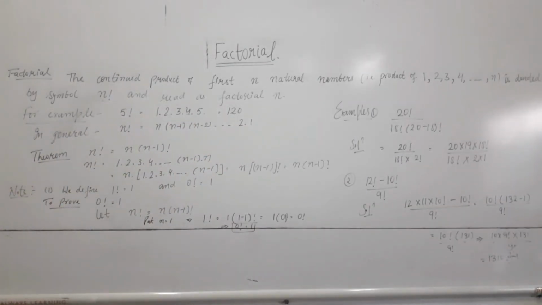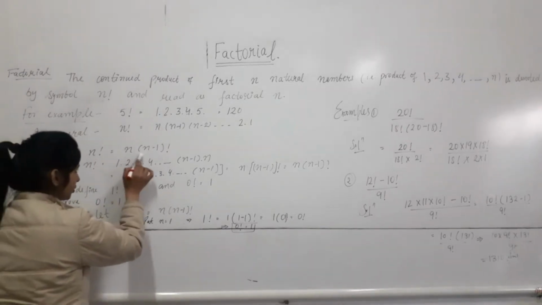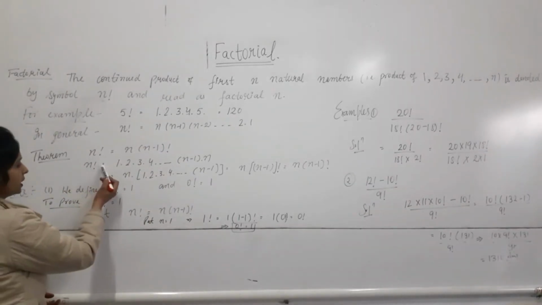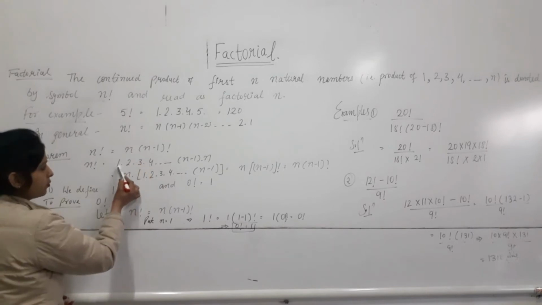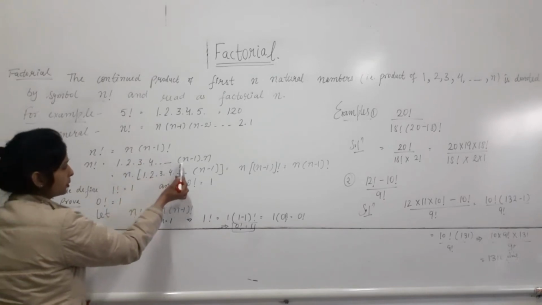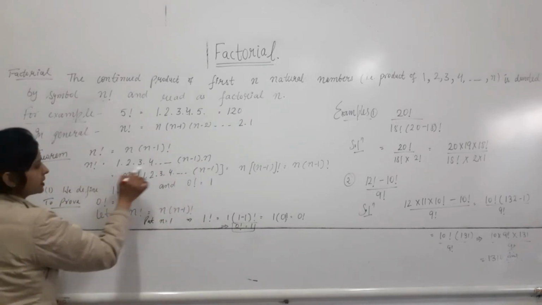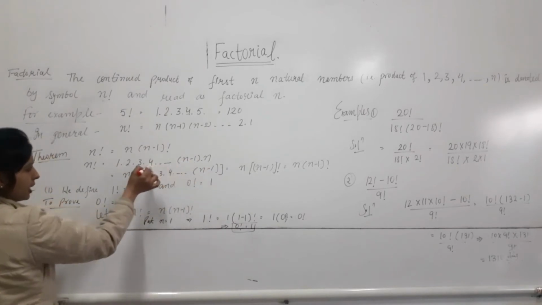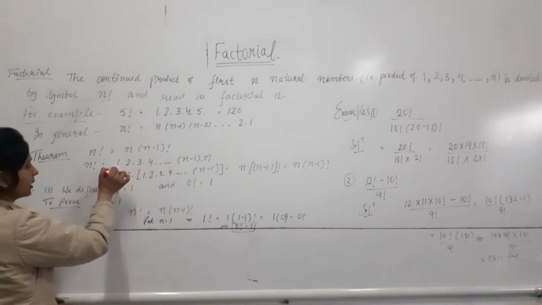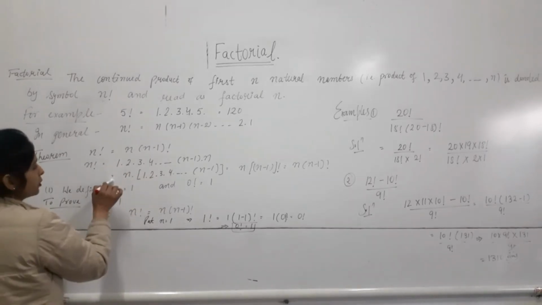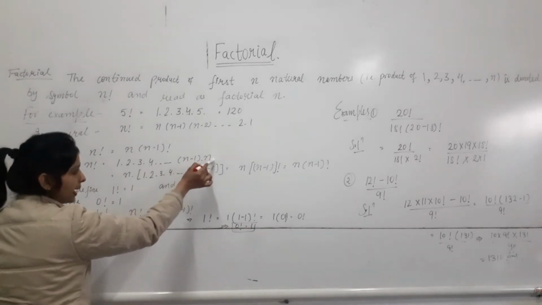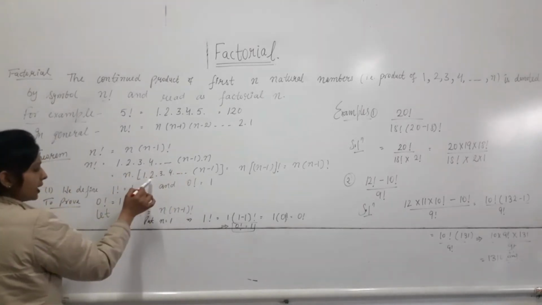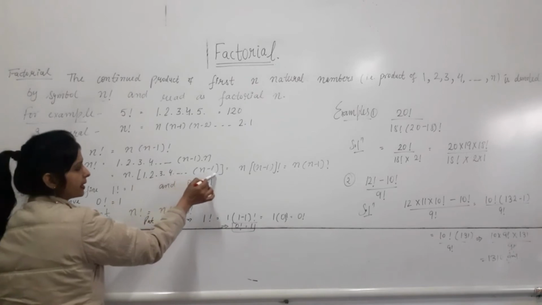Here is the theorem about n factorial. How can we say n factorial is equal to n into n minus 1 factorial? Look here, n factorial is 1, 2, 3, 4 up to n minus 1, n. Written in reverse, n factorial is n minus 1, n minus 2, up to 3, 2, 1. Now we put the last n first: n into 1, 2, 3, 4 up to n minus 1.